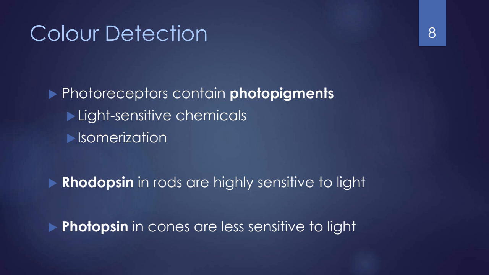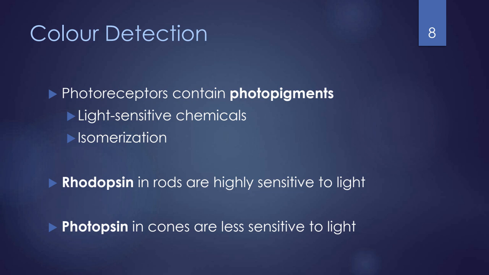Photopsin, on the other hand, is the pigment that is contained in cones. It requires a high level of light intensity, a high level of energy, to activate these photopigments. So your cones are basically non-functional in dim light, but they function really well in daylight.